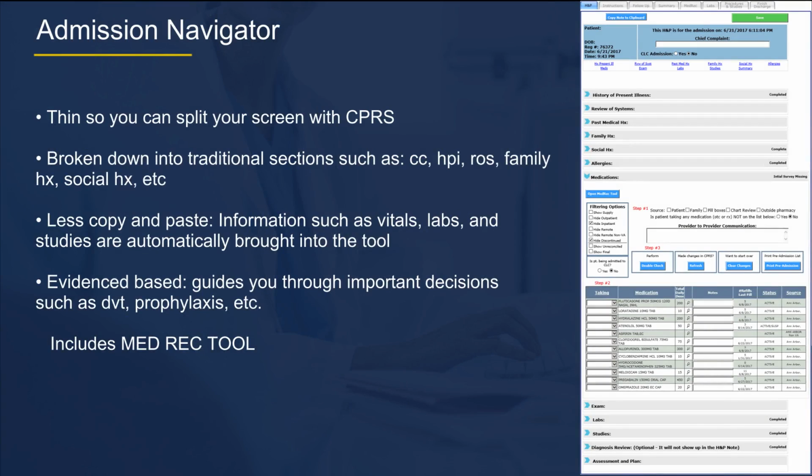This is the H&P tab of the Navigator tool. It is designed to be thin so you can split your screen with CPRS. It is broken down into traditional sections, such as HPI and review of systems, and the goal is to bring all of the information you need, such as vitals, labs, and studies, to your note automatically, so there's less copy and paste. We are trying to help the user follow evidence-based guidelines for issues like DVT prophylaxis and medication reconciliation. The med-rec tool is a part of the H&P tab.